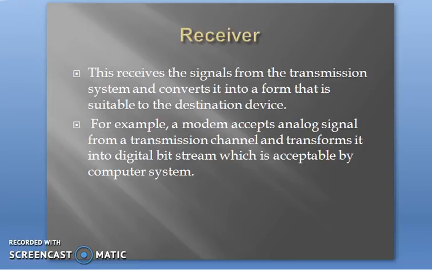Then we have the receiver side, and the receiver receives the signals from the transmission system and converts them into a form that is suitable to the destination device. So it is the one which converts the data received from the transmission system into a form acceptable by the destination. For example, a modem accepts the analog signal from a transmission channel and transforms it into digital streams which are acceptable by the computer system.